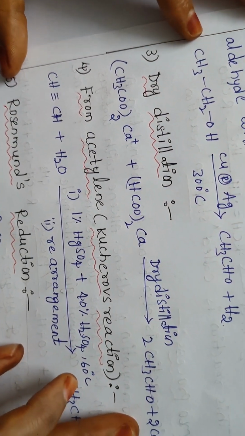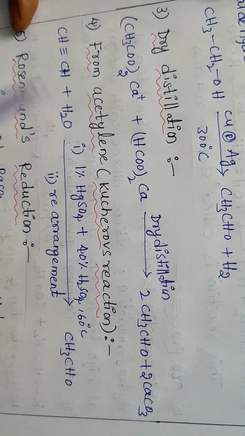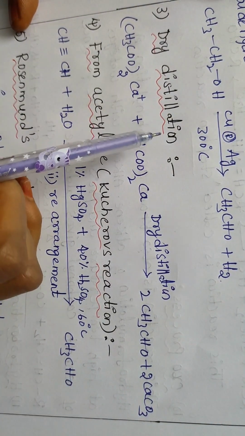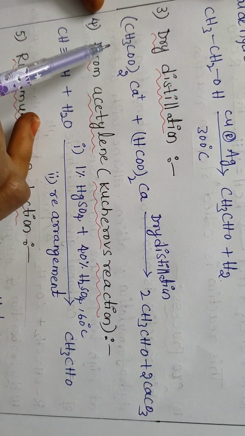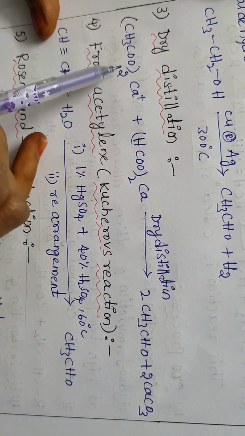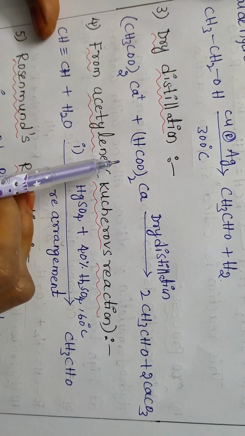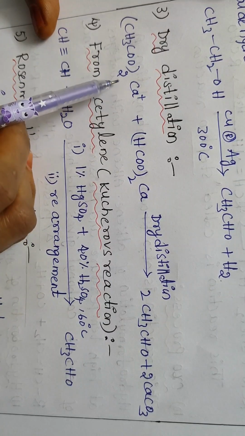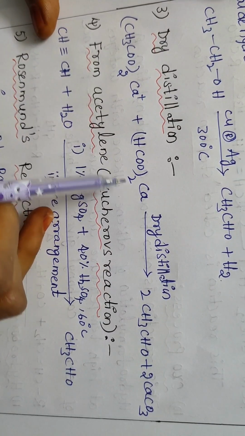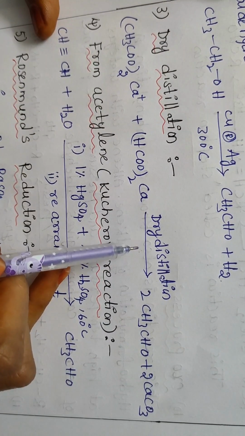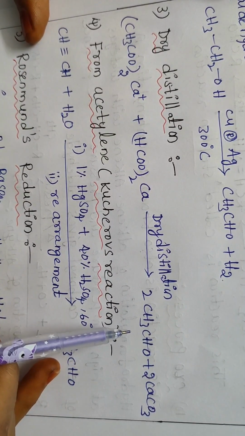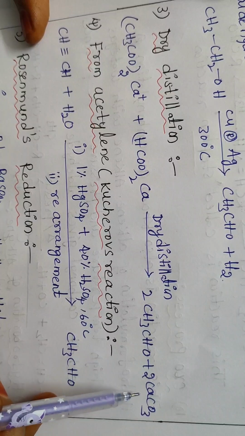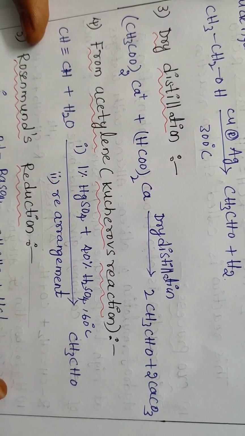Next preparation, dry distillation. Calcium acetate and calcium formate react in the dry distillation process to form the aldehyde. So, 2 moles of the aldehyde, and calcium carbonate also we can get.